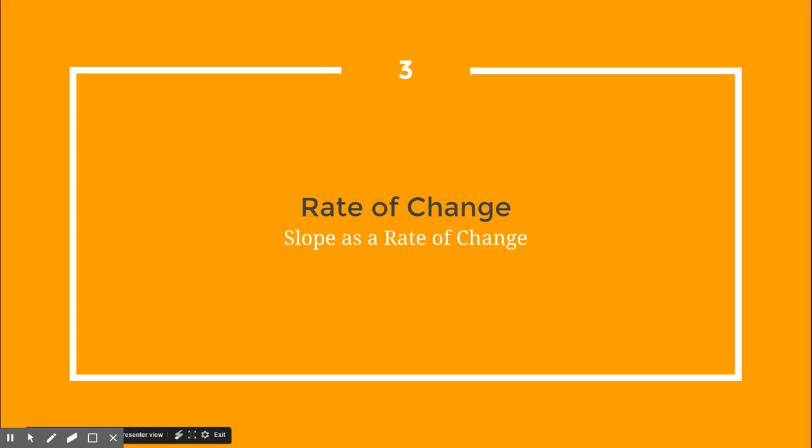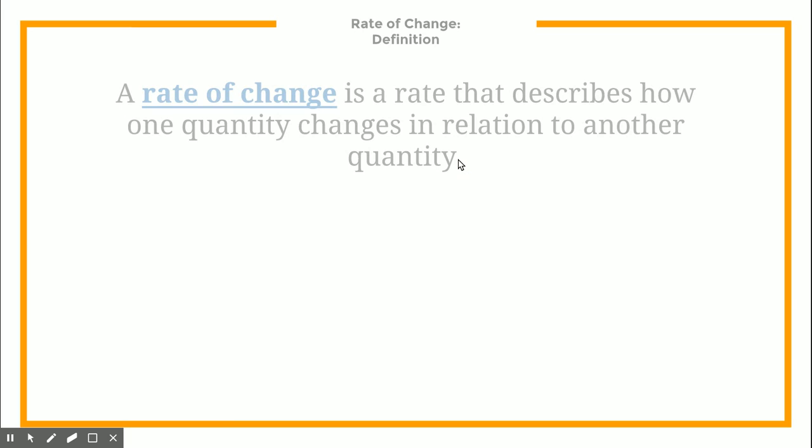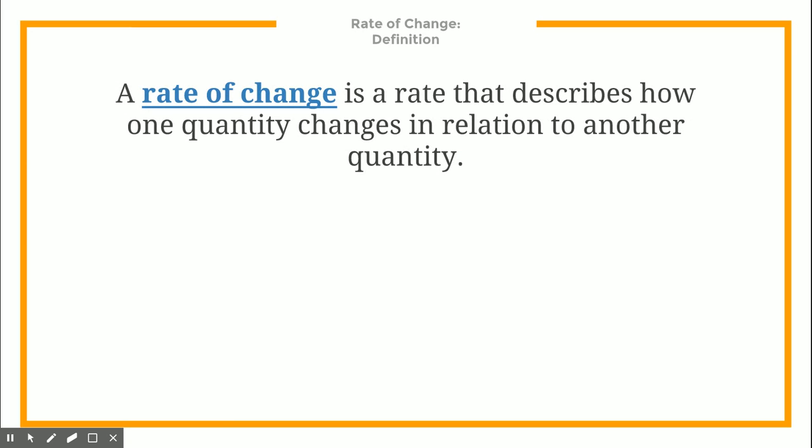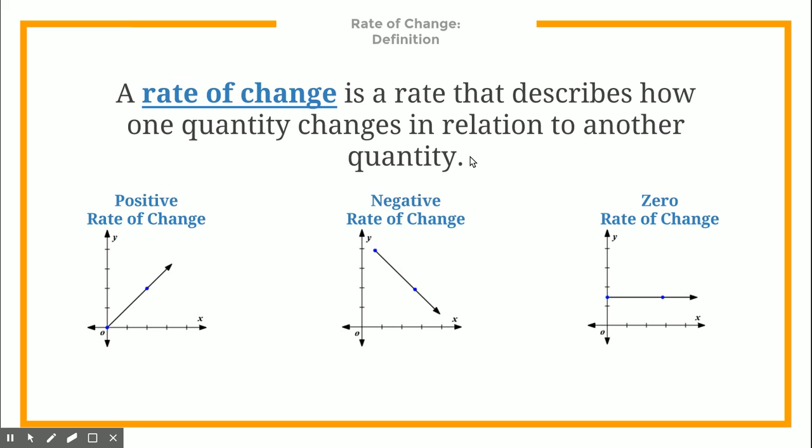Okay, so now let's talk about rate of change. And rate of change is a rate that describes how one quantity changes in relation to another quantity. So once again, it is a rate that describes how one quantity changes in relation to another quantity. Now, just like slope, you can have different rates of change. You can have a positive rate of change. Think about those graphs we were looking at earlier when it was saying 3 books read per week or something like that. That would be a positive rate of change.